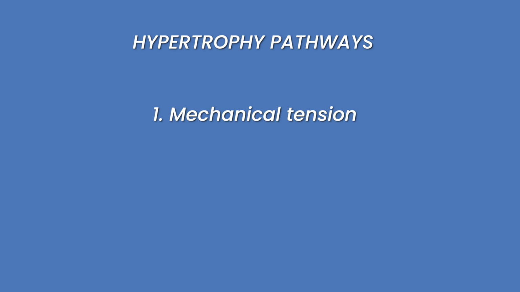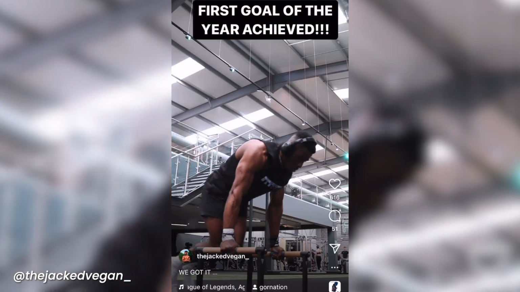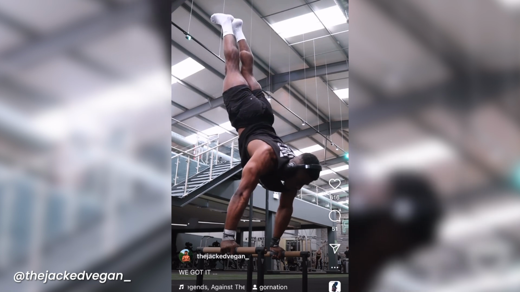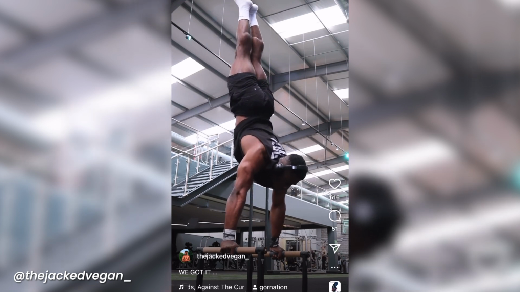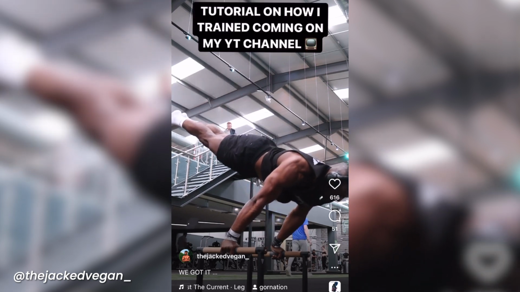How can we really trigger hypertrophy, and what are the methods you can use in your training to trigger hypertrophy? There are 3 mechanisms that trigger hypertrophy: mechanical tension, eccentric damage, and metabolic accumulation. The mechanical tension pathway is triggered during really heavy or fast movements. This is because doing really high intensity, so heavy or fast movements, really triggers those HTMUs we talked about.